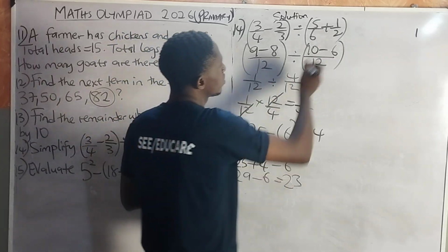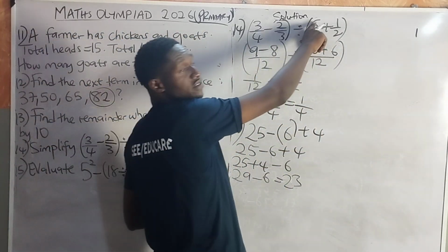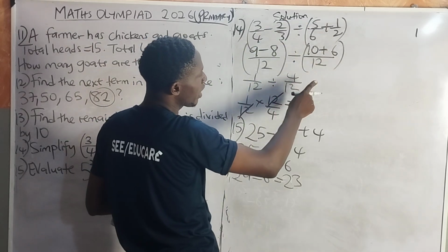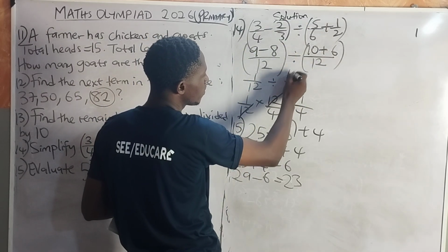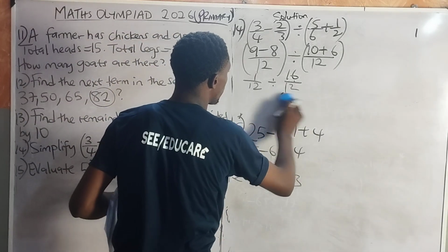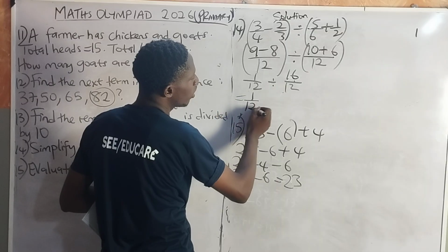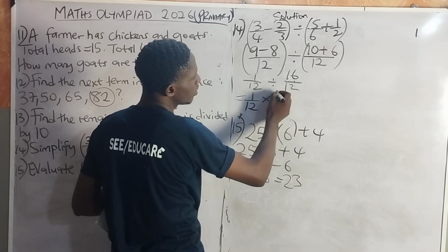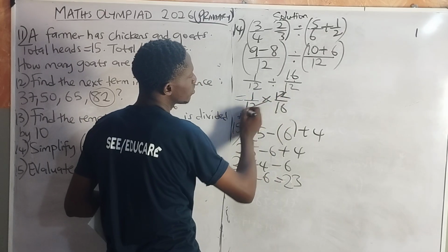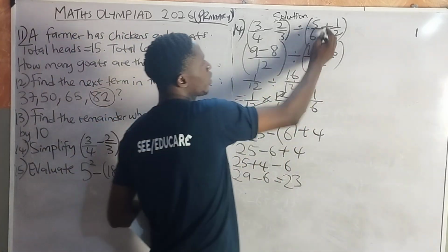This should be plus. Sorry. Thank God I saw it. This should be plus. This is not minus. Please take note of that. So it means that our answer will change. This should be 16. So be careful what you do. So we have 1 over 12 times 12 over 16. So our answer is 1 over 16. Please take note of that. This is plus, not minus.